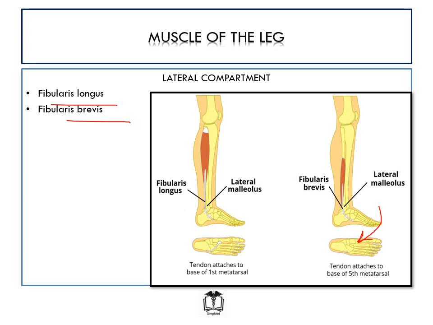Fibularis longus tends to originate from the head of the fibula at the upper two-thirds of the lateral surface of the fibula, and then inserts at the inferior surface of the first cuneiform bone and the base of the first metatarsal. Whereas the fibularis brevis originates rather at the lower two-thirds of the lateral surface of the fibula and inserts at the tuberosity of the fifth metatarsal.